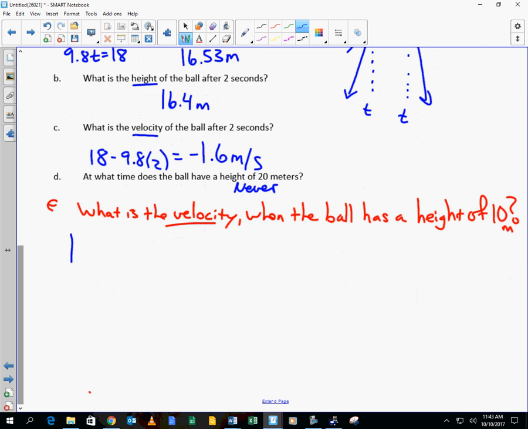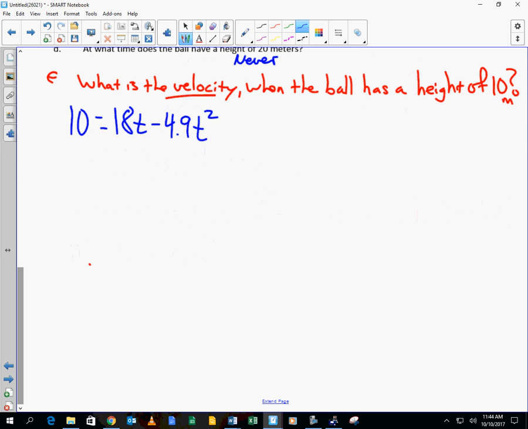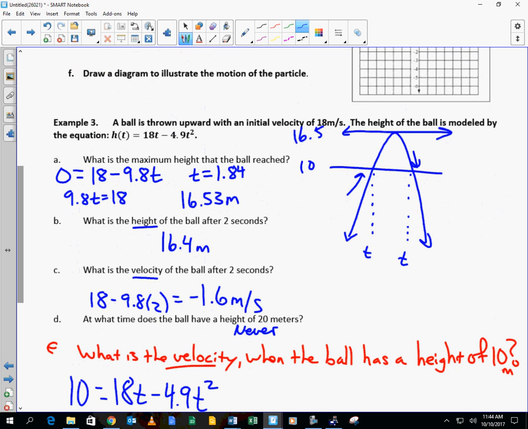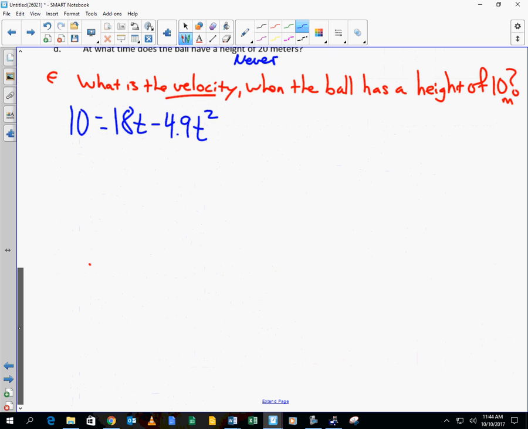We've got a height of 10 is equal to 18t minus 4.9t squared. Right? Because it says h of t, height. So we want to solve this. I'm going to add the 4.9t squared to the other side, subtract the 18t, and plus 10 equal to 0. How do I solve that kind of equation? Quadratic formula?